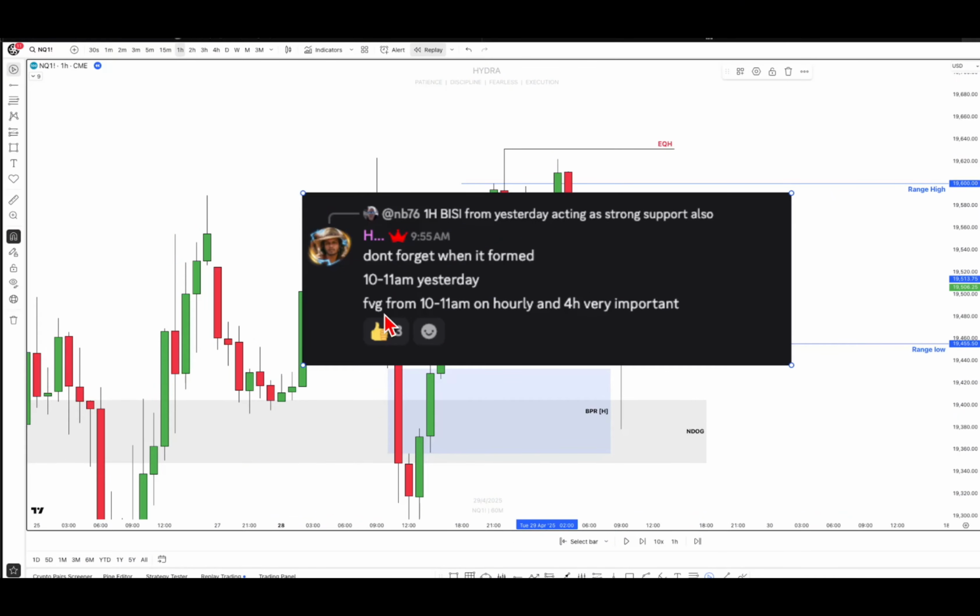And this is a very important gem here, guys. Fair value gap from 10 to 11 a.m. on hourly and 4 hour, very important. And I also wanted to add the candle on hourly chart, also on 4 hour, from 10 to 11 a.m. is very, very important for New York AM session bias.